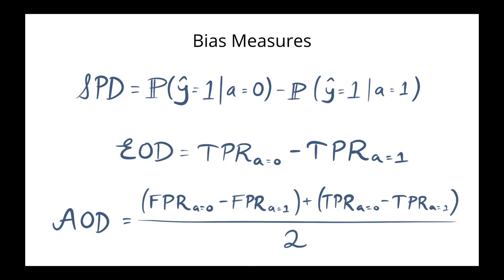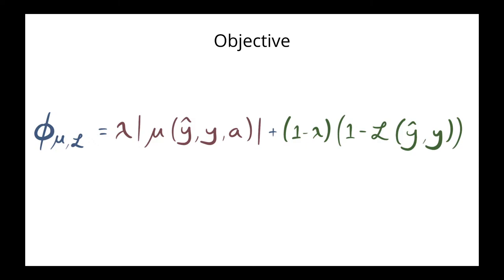And finally, we have AOD, or average odds difference, that measures the average of the false positive rates difference and the true positive rates difference. This essentially measures the average difference between the entire confusion matrices, since the true negative rates and the false negative rates can easily be found using the false positive and true positive rates respectively. Note that all these bias measures are non-differentiable, so we can't perform classic backpropagation using these measures directly.